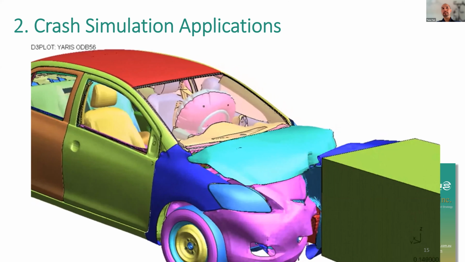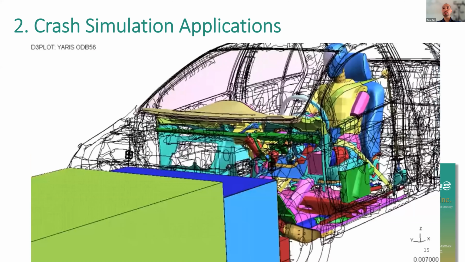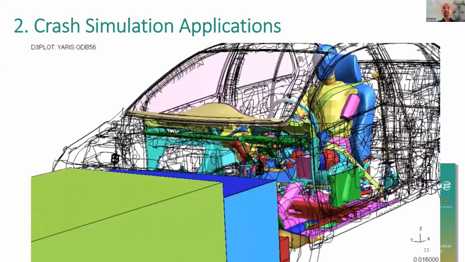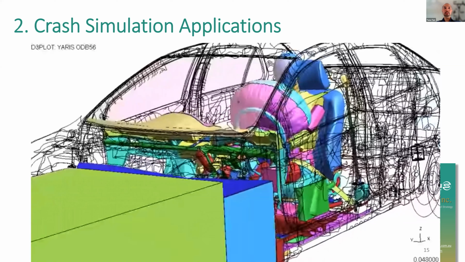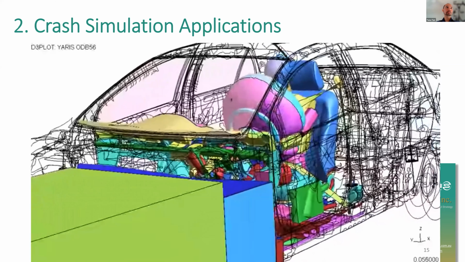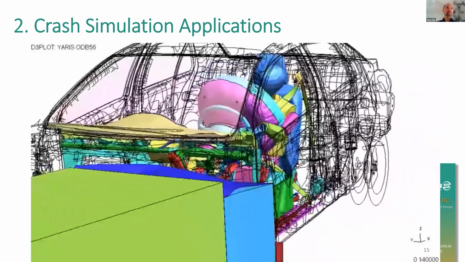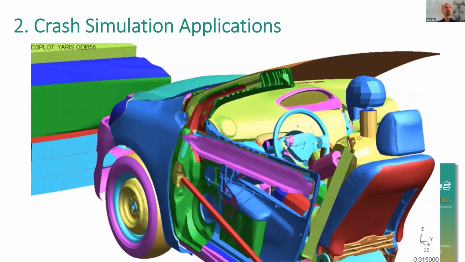This is what we call the wireframe of the vehicle. So you take away all the panels and you see what is actually happening to the underlying structure, which has been used to build up the vehicle. And my mistake, it is actually a Yaris, not a Corolla. I just saw that pop up.